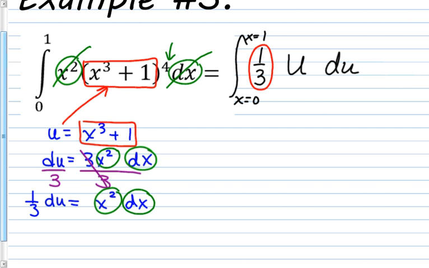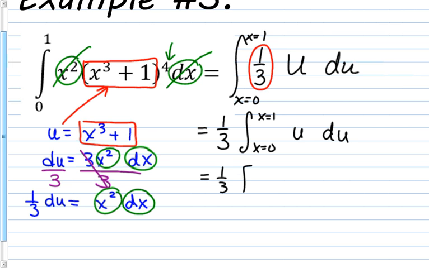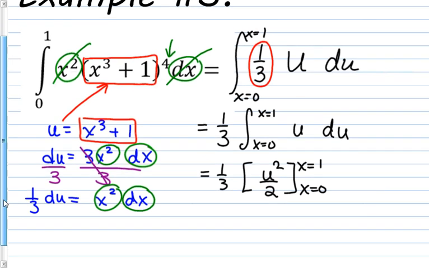So like that 1/3, if it'll make it easier for you, and most of the time it will, you are allowed, and we've done this before, to take that 1/3 and pull it out of the integral. So now this is going to be 1/3, x equals 0, x equals 1, u du. And then you can just integrate the u without having to worry about the 1/3 till later. Okay, so integrate u, and so that means I'm going to add an exponent and divide by that new exponent. And then I am evaluating from 0 to 1.